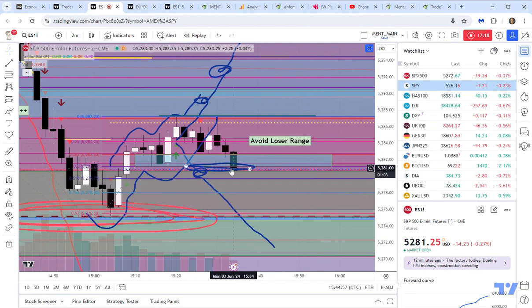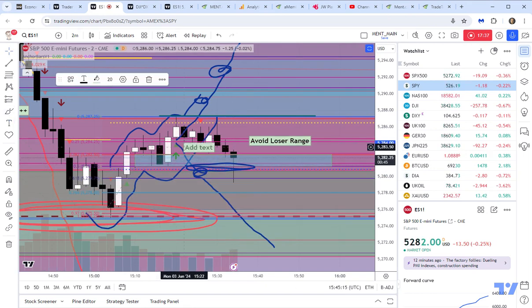Okay, so technically we are stopped out. We are setting up a new anchor bar to the downside. We are below the avoid loser range level. We are below the support level. We need to see if we get confirmation here. So we did take a 4.5 point loss, minus 4.5.